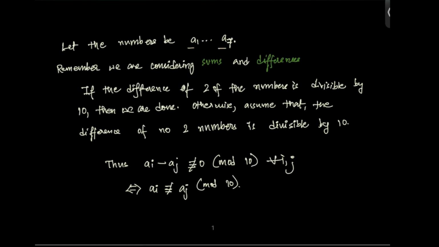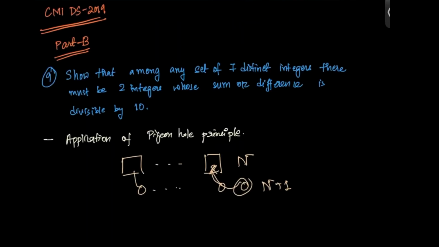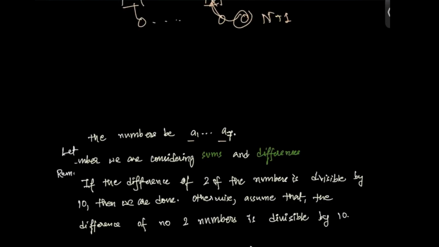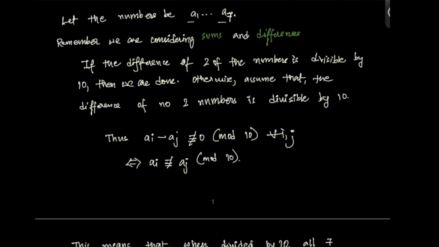Remember, we are considering the sums of these numbers and the differences of these numbers. The question says that there must be 2 integers whose sum or difference is divisible by 10. So if the difference of any 2 of these numbers is divisible by 10, then we are done, right? Because we must show that it exists. So actually we'll assume that the difference of no 2 numbers is divisible by 10.